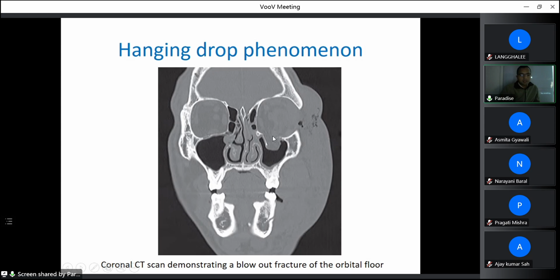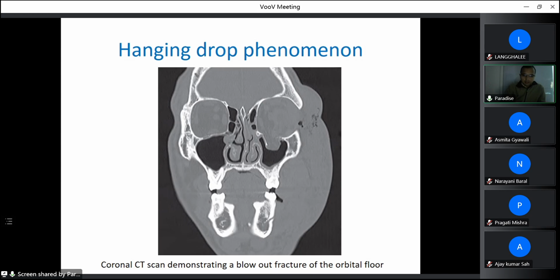It is a coronal CT scan demonstrating a blowout fracture of the orbital floor. In case of blowout fracture, the orbital content, mostly the periorbital fat, inferior rectus muscle, and other connective tissue, will be extruded into the maxillary sinus, and this structure is known as hanging drop phenomenon. So hanging drop phenomenon is present in orbital floor fracture due to extrusion of orbital content into the maxillary sinus.